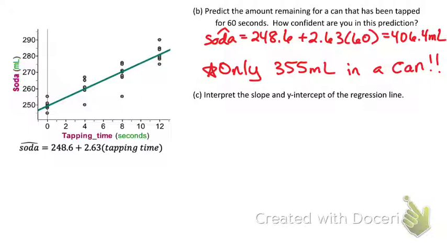248. Slope. Where's the slope? 2.63. The slope is with the x, right? In mx plus b, slope is with the x. This is the x, so this is our slope right here. So we're going to interpret that.